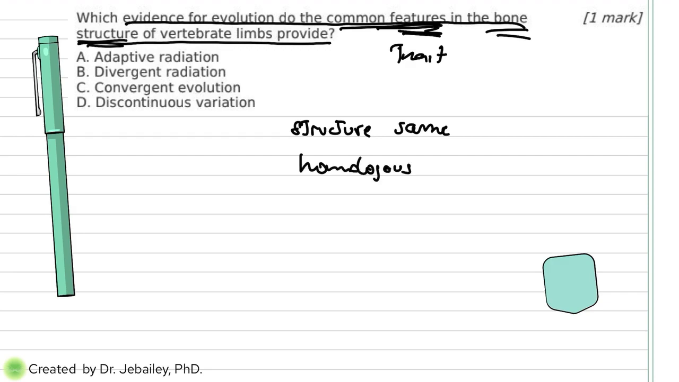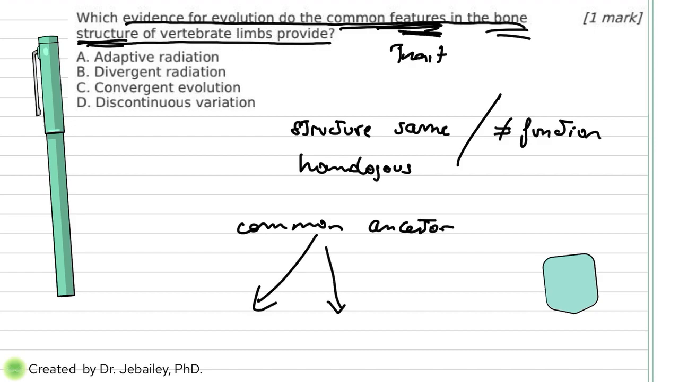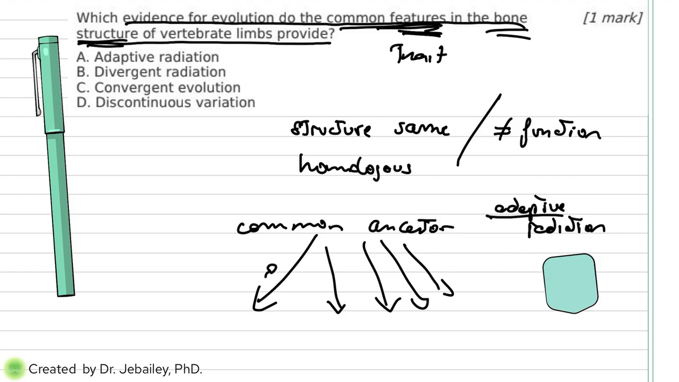And when we talk about homologous, they have the same structure, but they have different functions. So in this case, they must have a common ancestor. This ancestor had the same kind of bones, but with time, they came to have different functions. So in this case, we are talking about adaptive radiation. Why is that? Because the word radiation means it's spreading out, and adapt means adapting to the environment that they are in, right?